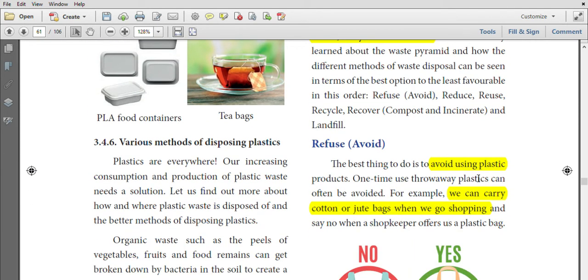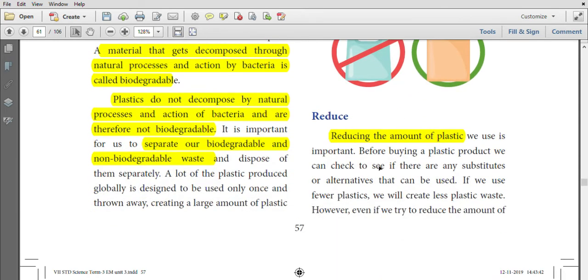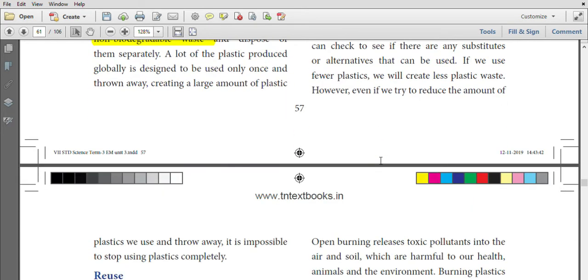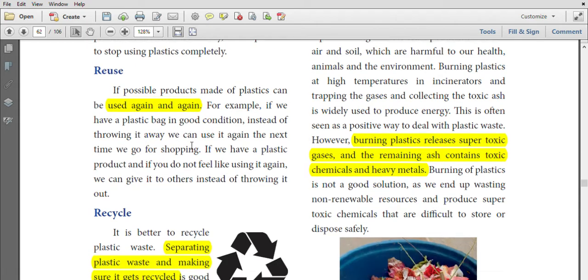Refuse means avoid using plastics. We can carry cotton or jute bags instead of carry bags. Reduce means reduce the amount of plastic used. Reuse means use again and again. An ink pen is an example of reuse.